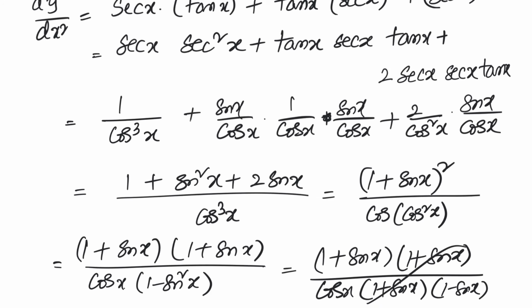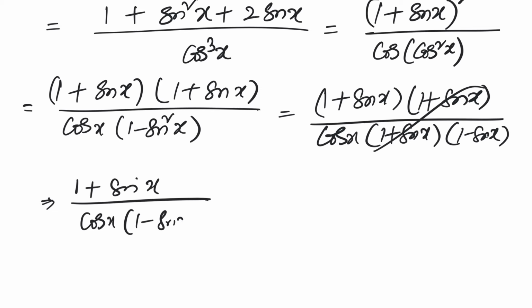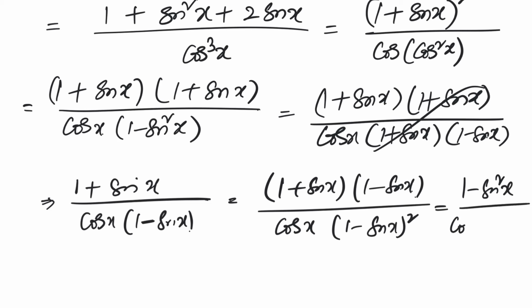Now we can cancel 1 plus sin x, that is equal to (1 plus sin x) divided by cos x into (1 minus sin x). But remember, what we need is (1 minus sin x) whole square. So let's multiply with (1 minus sin x) in both numerator and denominator. That will make this (1 plus sin x) into (1 minus sin x) divided by cos x into (1 minus sin x) whole square. Now (1 plus sin x) into (1 minus sin x) is 1 minus sin square x divided by cos x into (1 minus sin x) whole square.